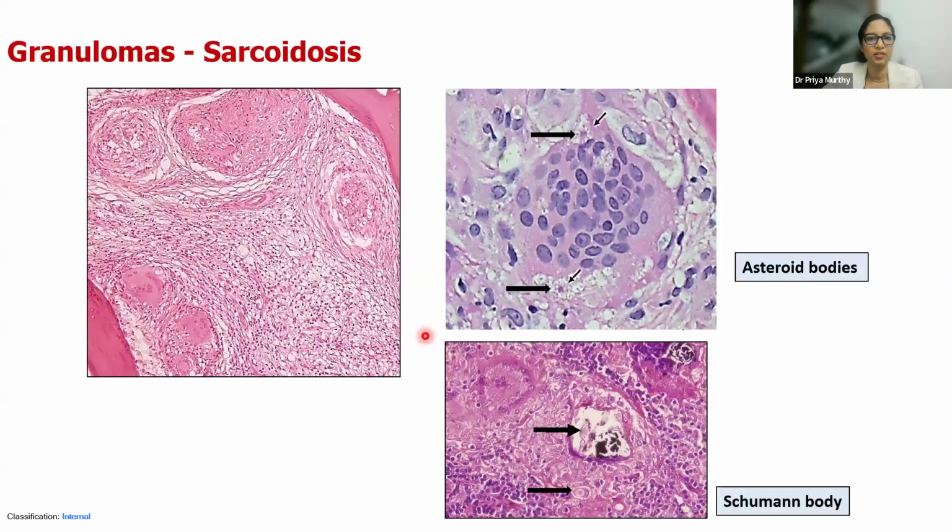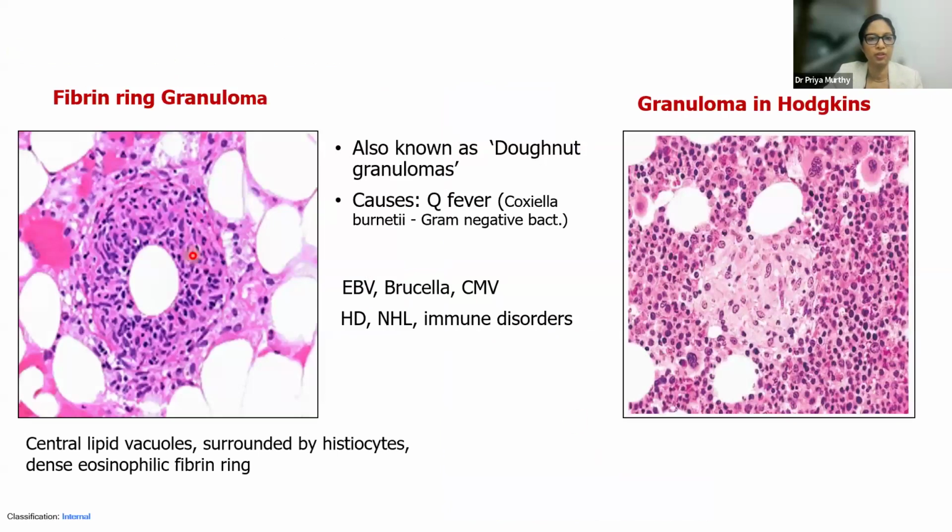Granulomas can also be seen in sarcoidosis, non-caseating granulomas. And if we are lucky, we can pick up these asteroid bodies and the calcified Schaumann bodies within the granulomas. Fibrin ring granulomas, or the donut granulomas, where there is a lipid vacuole surrounded by histiocytes and a dense eosinophilic ring, can be seen in Coxiella burnetii infections and Epstein-Barr virus, and you can also see granulomas in Hodgkin's disease.